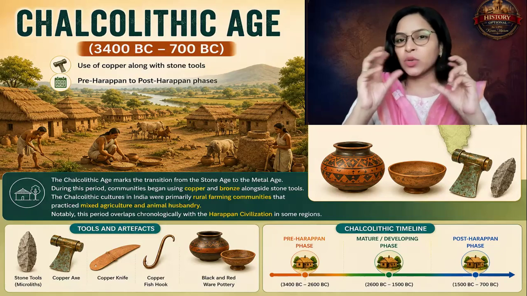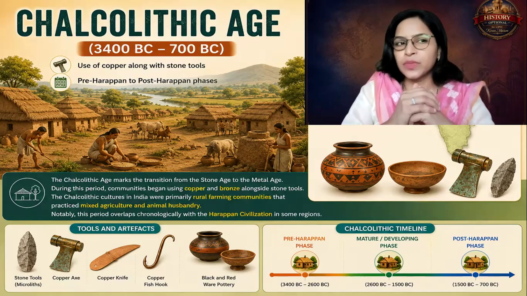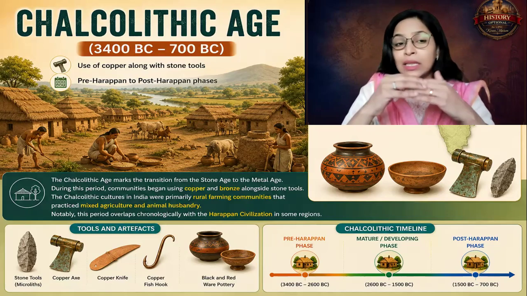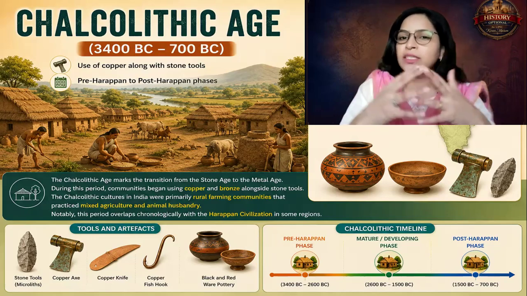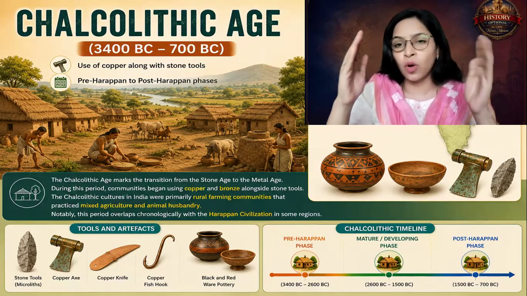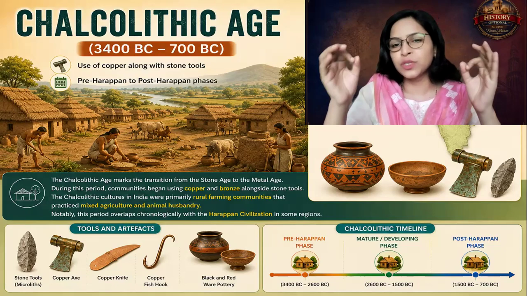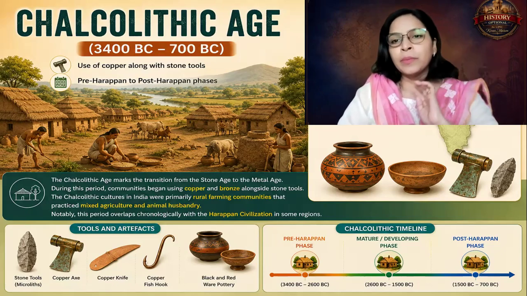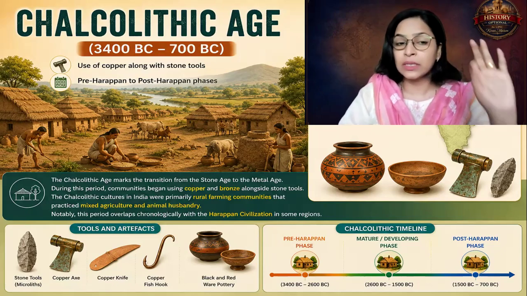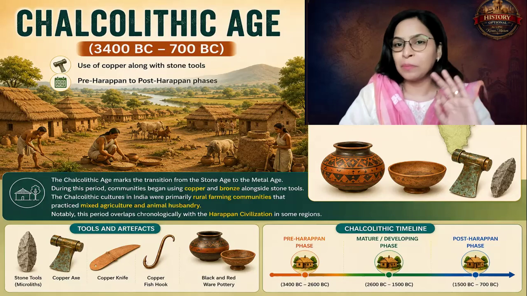So, what do you mean by Chalcolithic? The term Chalcolithic: Chalco refers to copper, lithic refers to stone. Hence, we are referring to an age where, along with the stone, copper was used by man. Do remember that copper is the first metal discovered and used by man, okay?